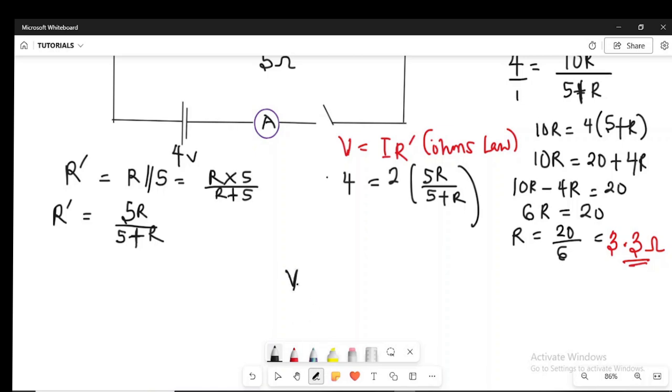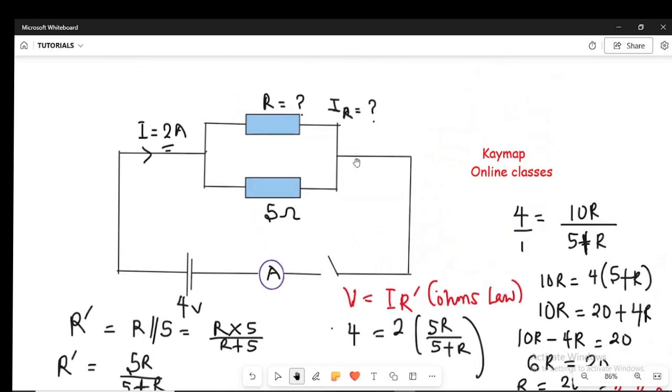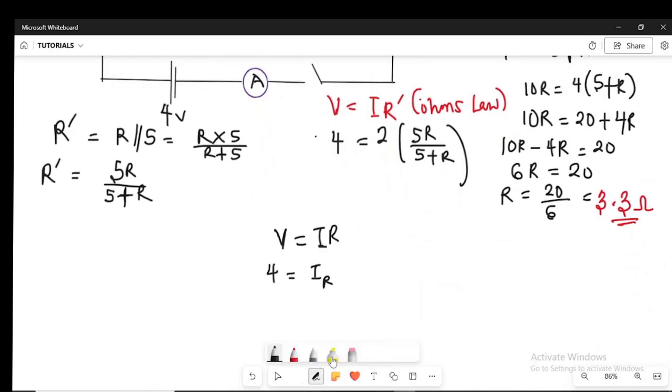V equals IR. The source voltage is 4 equals I, this time around the current through that resistor, I sub R, which is what we use here. Now from there we multiply by the calculated resistance value, which is what? 3.3. So that means 4 equals 3.3 I sub R. That's the current through the resistor.